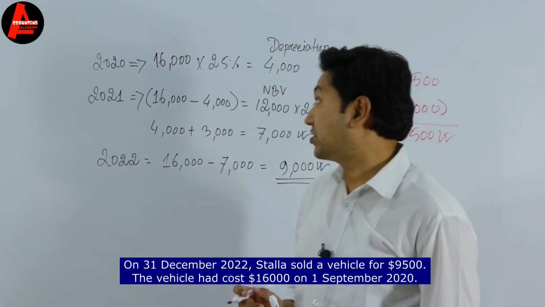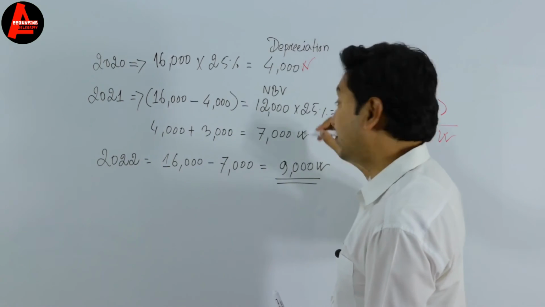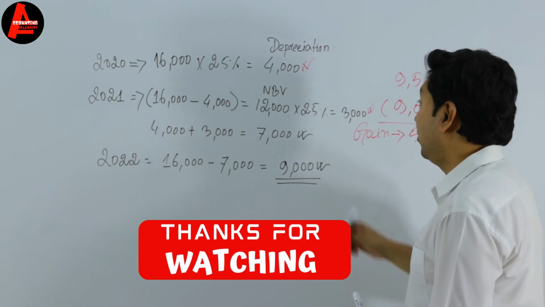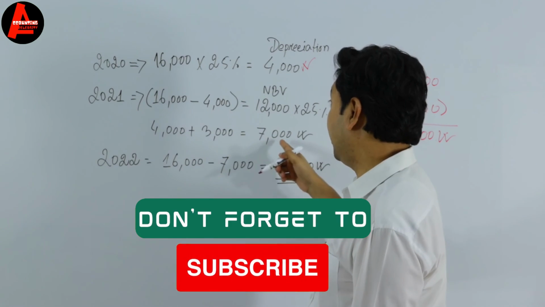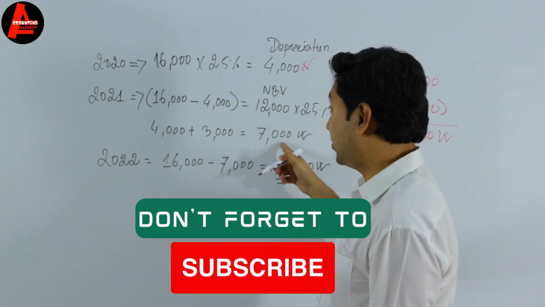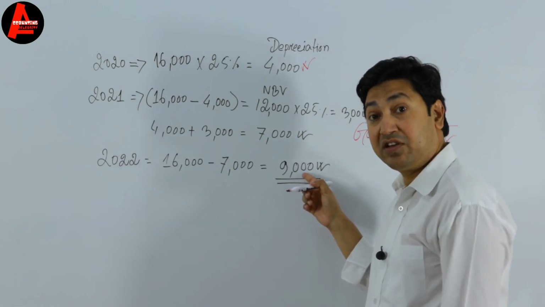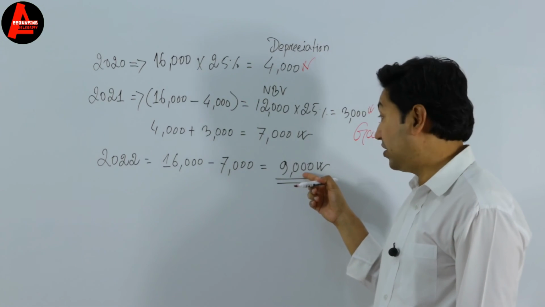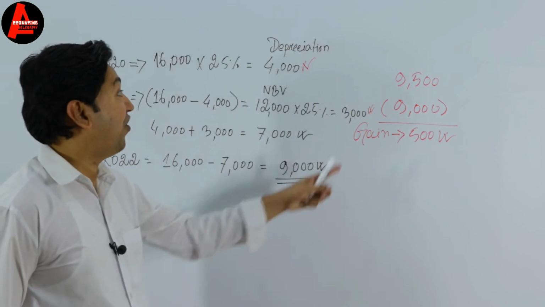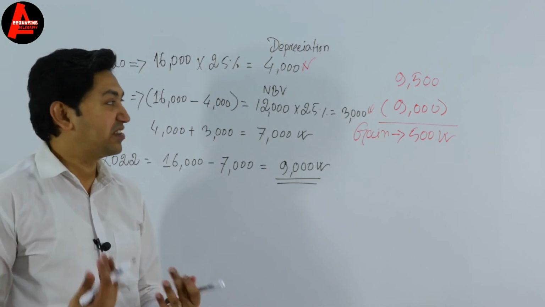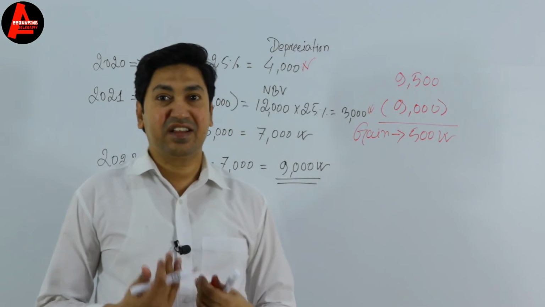Point to be noted. First of all, we need to calculate the depreciation. First year depreciation was $4,000, second year depreciation was $3,000. So in total we calculated depreciation for 2 years, $7,000. Then we subtracted the $7,000 depreciation from the cost price. Right now our net book value is $9,000. That means the asset value right now is $9,000, but Stella sold this asset for $9,500. Quite simple. If we subtract 9,000, we get $500, which is a gain for her.